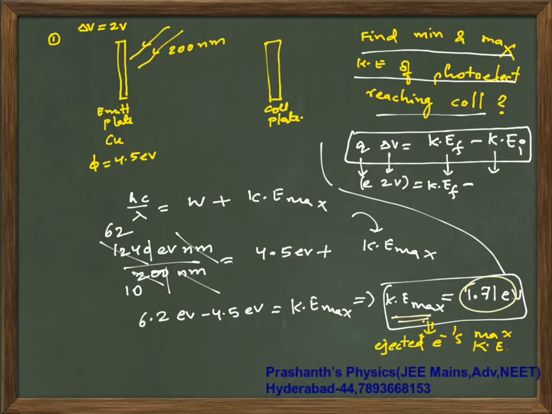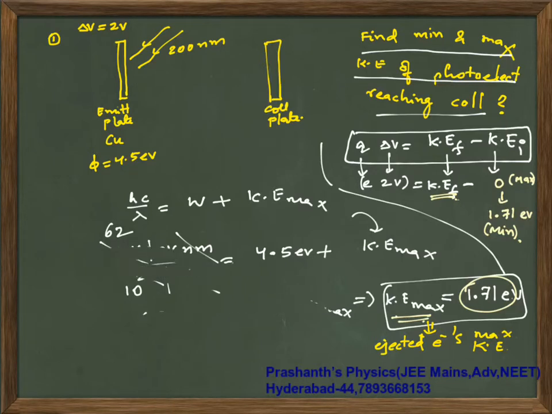So you can substitute to get the Ke final maximum value: substitute 0 for Ke initial. To get the minimum value, substitute 1.71 in Ke initial. So to get the maximum value, substitute 0. To get the minimum value, substitute 1.71. Okay, so this is how you are supposed to do the answer. I need space, so I will erase this. Hope you have understood the answer.